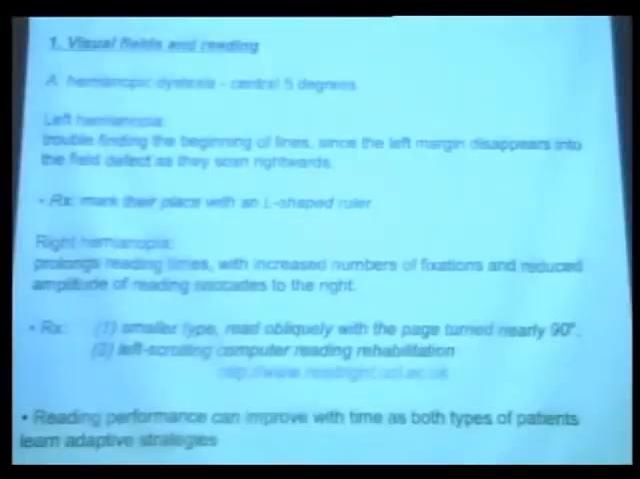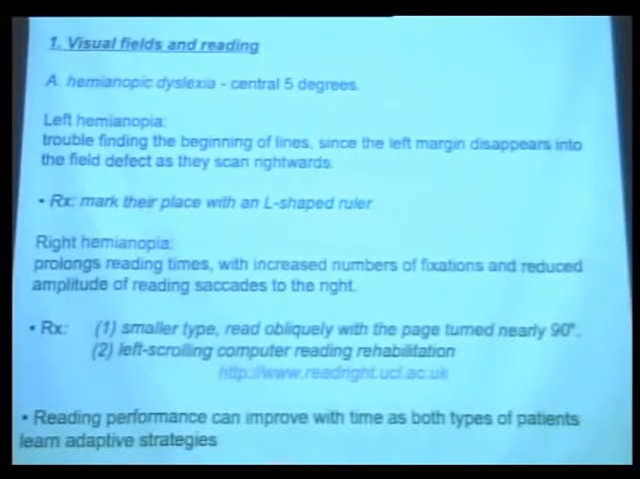So, starting at the bottom, visual fields in reading, right? Hemianopic dyslexia is what happens when you've lost the central 5 degrees. If you've lost it on the left side, well, for our culture, we read from left to right. That's not true of all reading systems, of course, but if you do have a reading system that goes from left to right, this is not really a big problem. It's really only a problem when you have to get back to the beginning for the next line.